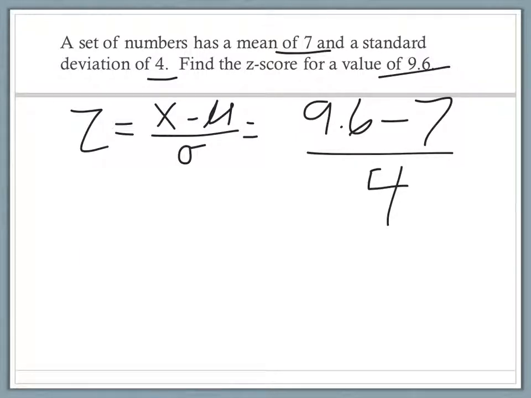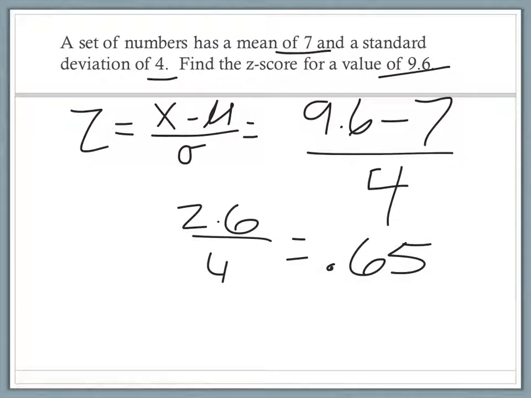I'm going to do the top part first, hit enter, and then divide by 4. So 9.6 minus 7 is 2.6. Now I'm going to divide that by 4, and I get 0.65. For z-scores, we're going to round to 2 decimal places. This one ends at 2 decimal places, so my answer is 0.65. So my z-score for this number, 9.6, is 0.65.